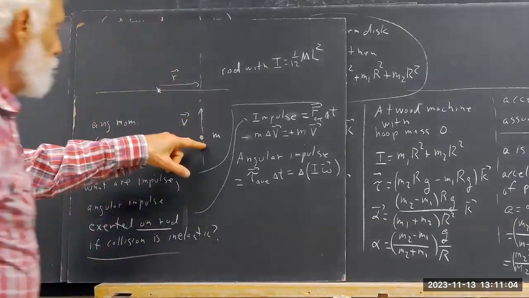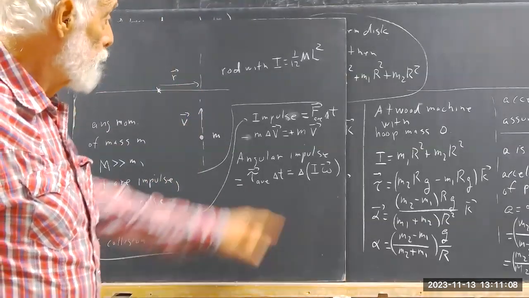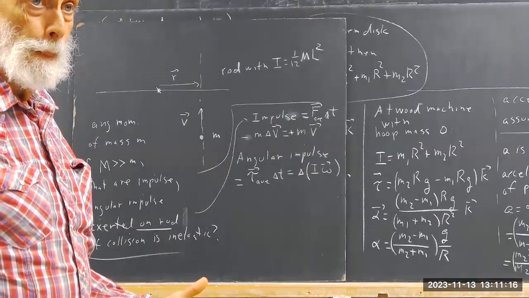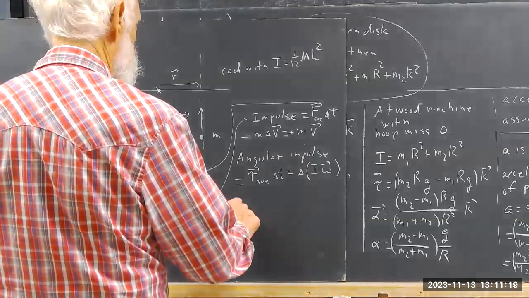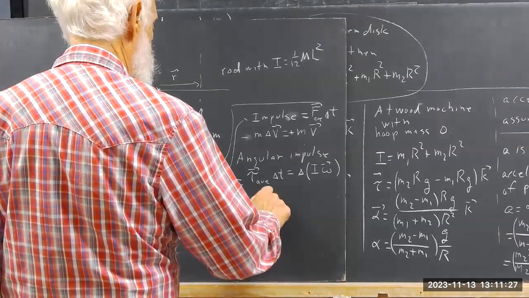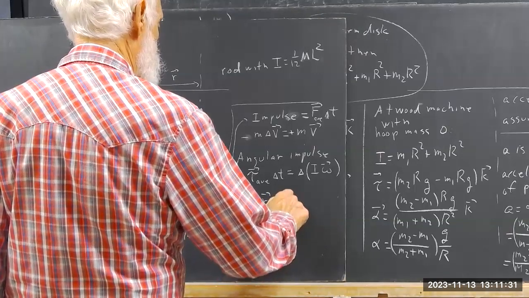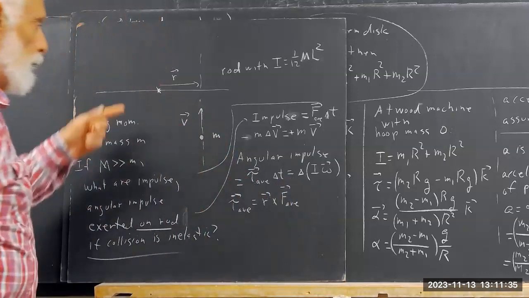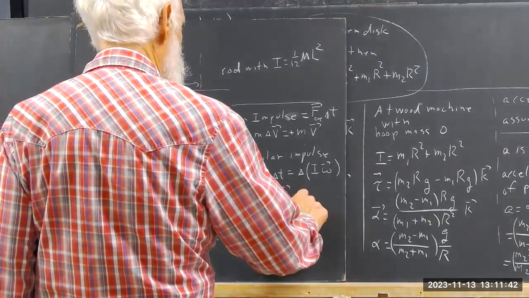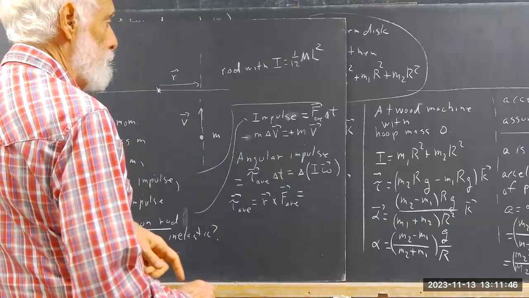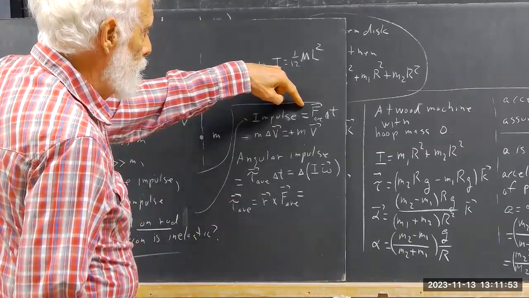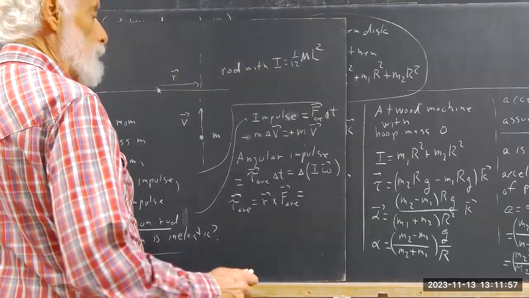What's the average torque exerted when this thing collides here, in terms of the average force? If you know the average force, then you're going to get the average torque. Well, the average torque is the R vector crossed with the average force vector, which equals, well, the average force is mv over delta T.